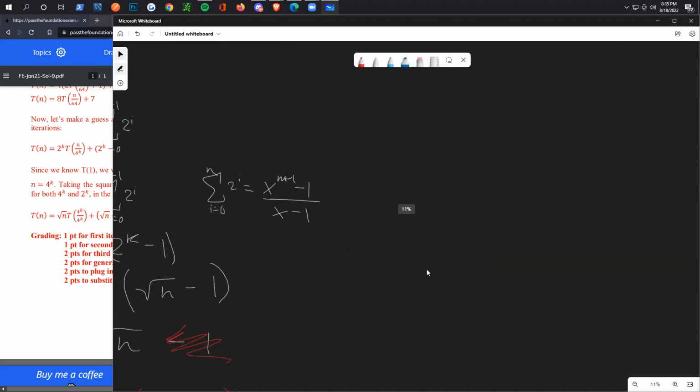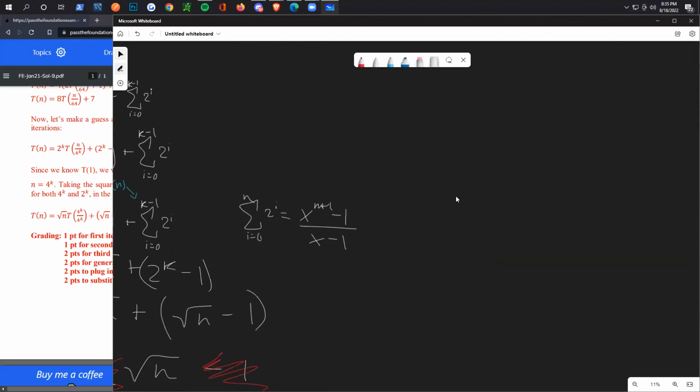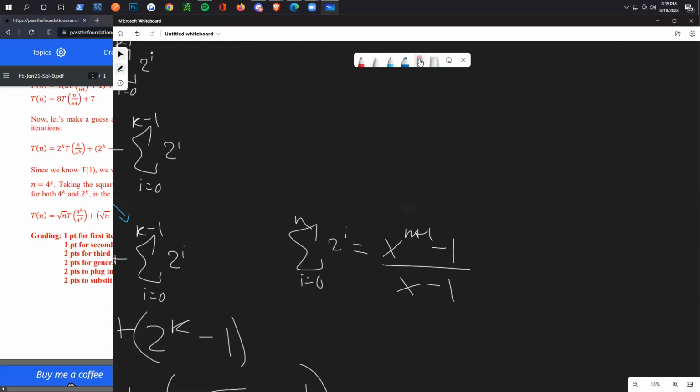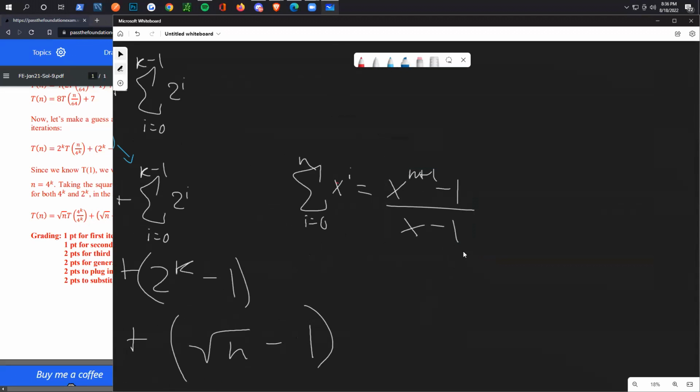Okay, I see what you're asking. My bad. I did not mean this as a 2. I meant this as an x. I wrote it incorrectly by accident. There we go. So this x minus 1, if you think about it, 2 minus 1 is 1. Anything over 1 is just whatever's here. So that's why you don't have to write it.